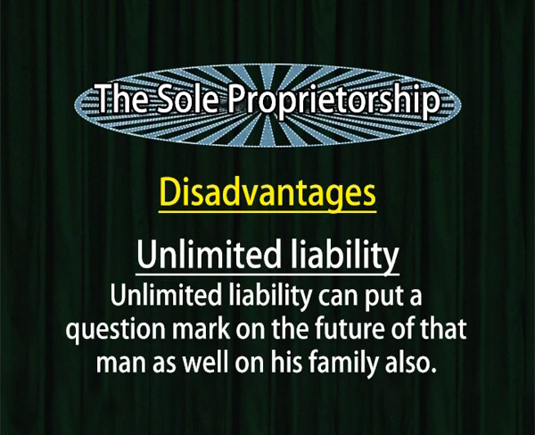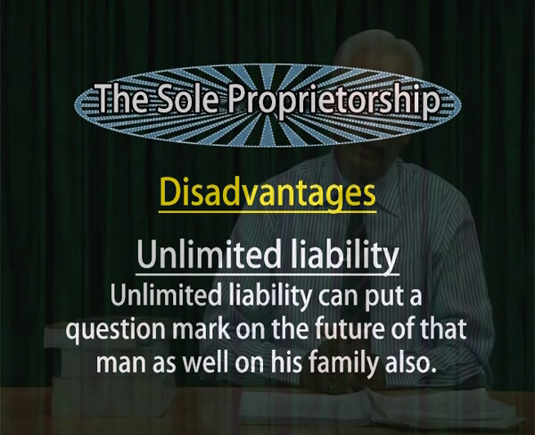Unlimited liability can put a question mark on the future of that man as well as on his family. So, this is the greatest disadvantage of this form of the business organization, but he also has limited managerial capability. Therefore, with the passage of time, it was realized that this form of the business organization will not be useful for the changes which are coming in society.